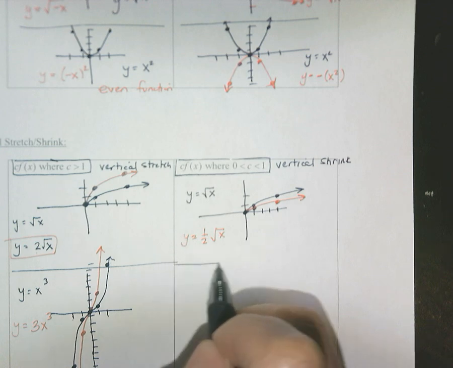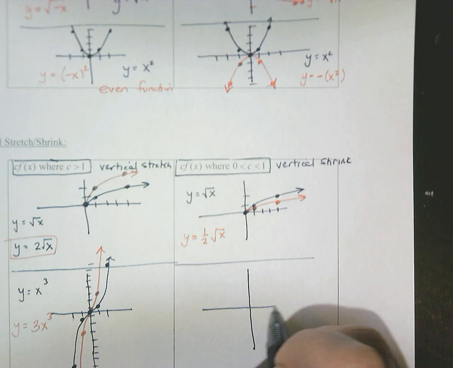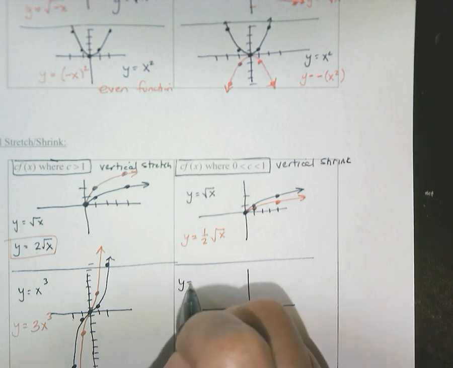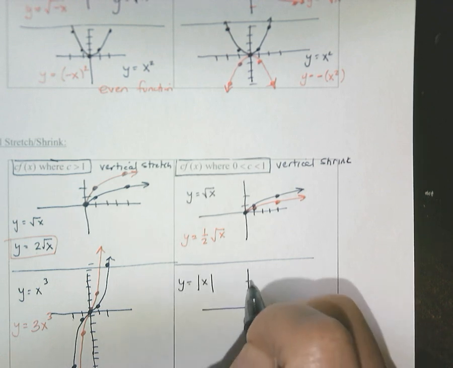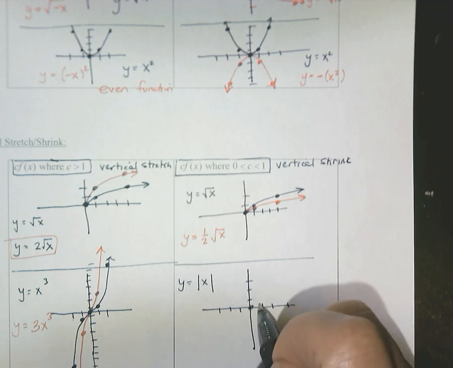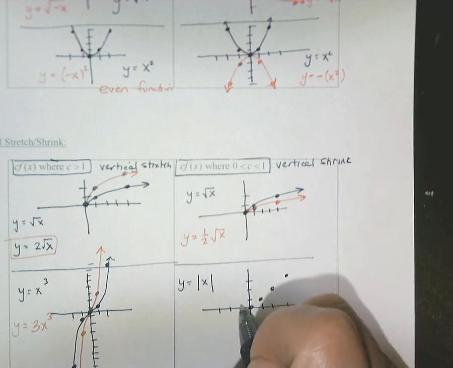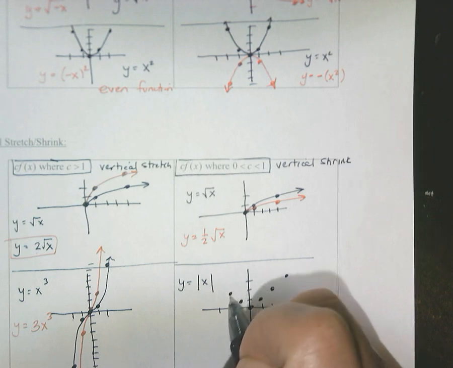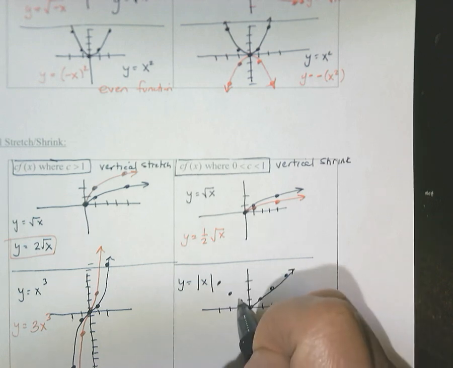And instead of using a cubic function, let's use an absolute value function. So if I had y equals absolute value of x, and I plot the points 1, 1, 2, 2, 3, 3, negative 1, 1, negative 2, 2, negative 3, 3. So all these functions you studied in Algebra 2.